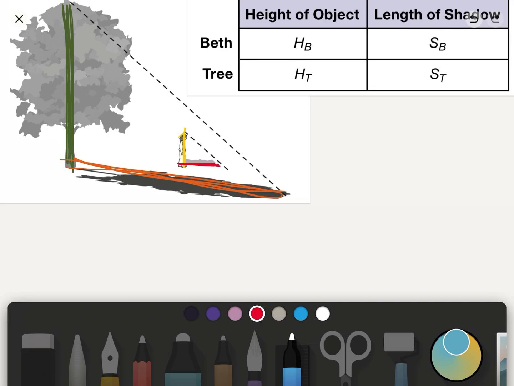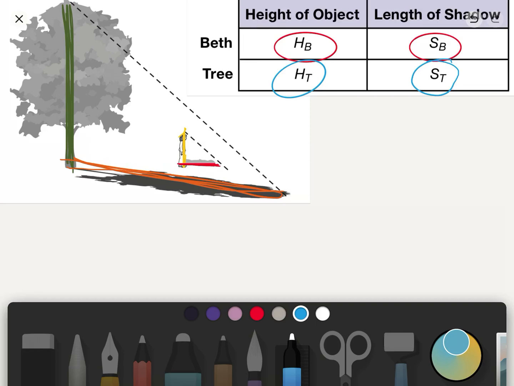So where we have the height of Beth and Beth's shadow and the height of the tree and the tree's shadow, the shadow of the tree. Yeah, not really digging the names that they're HB, SB, HT, ST. Okay, anyway.